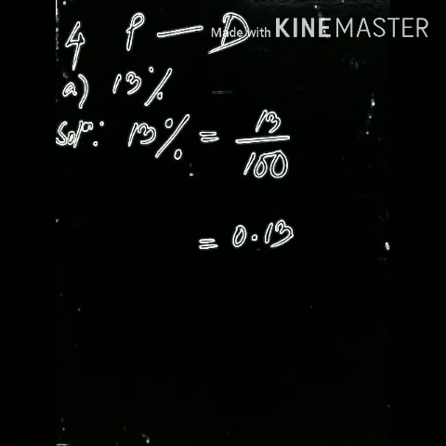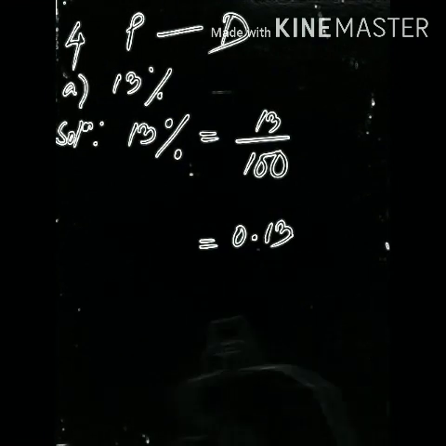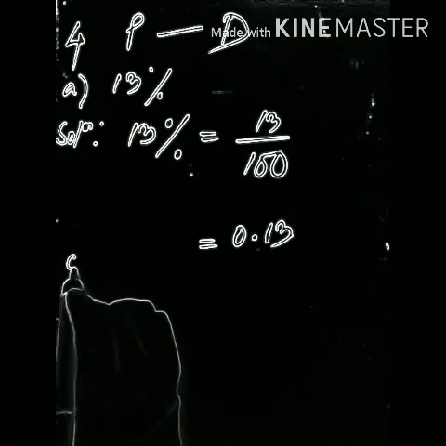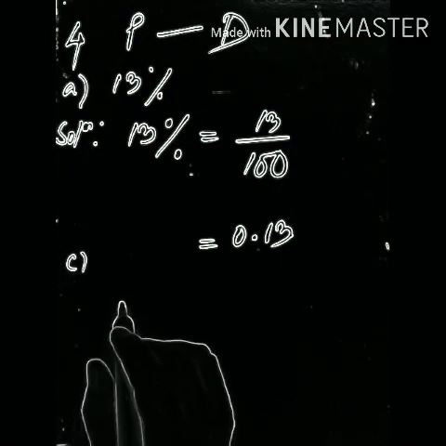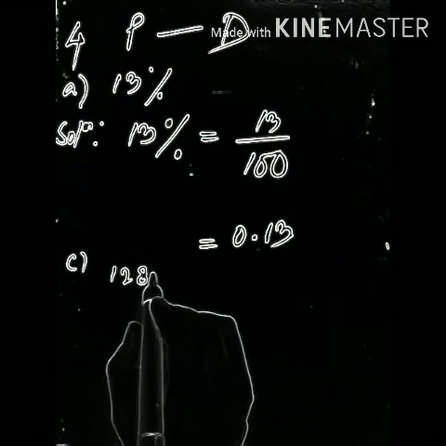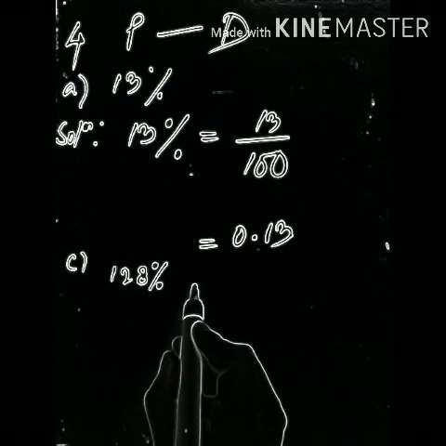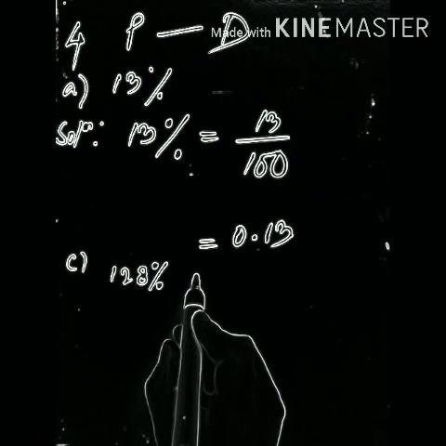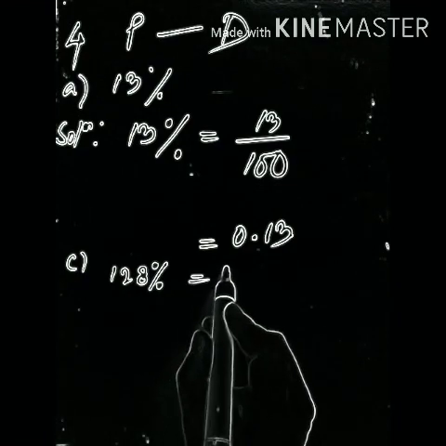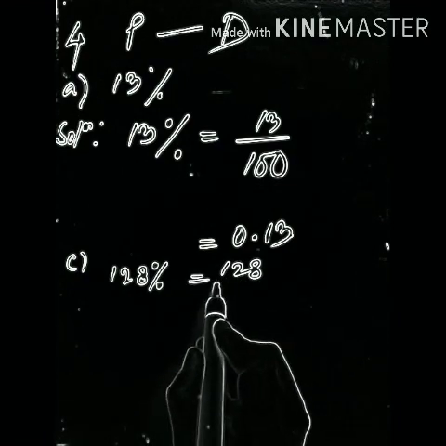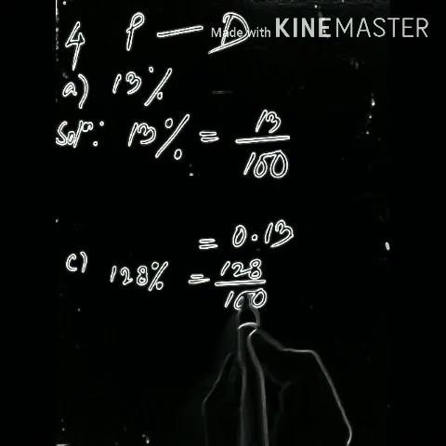Now moving to question C. In C, they give 128%. So I'll start the answer directly. 128% means we can write 128 divided by 100.